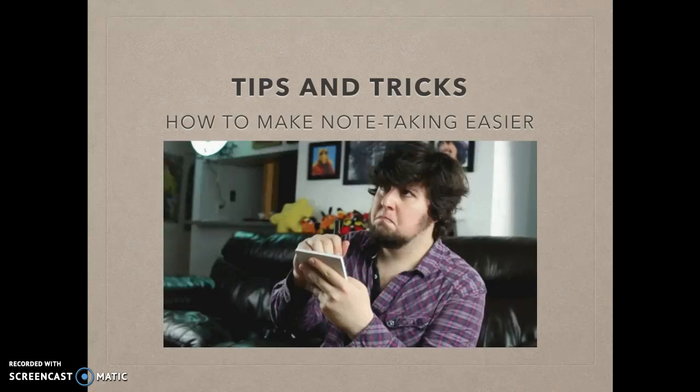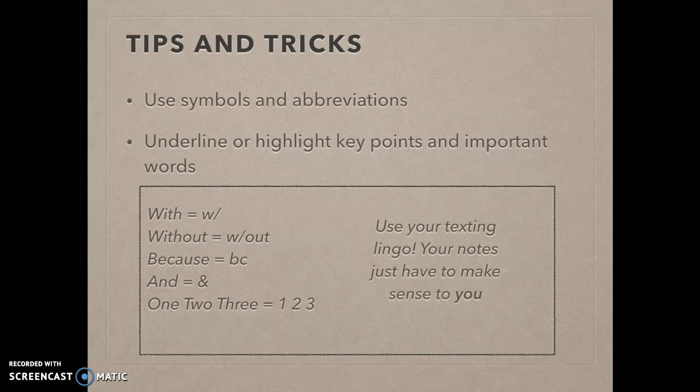Lastly, we're going to go over some tips and tricks on how to make note-taking easier in general. Basically, just utilize symbols and abbreviations. You don't have to write down entire words, especially if they're long or unnecessary. So for instance, the word because is a long word, and you can shorten it fairly easily and still know what it means. This is a great opportunity for you to use your texting lingo and abbreviations. Basically, your notes just have to make sense to you. As long as you understand what you are writing and you remember the information, that's really what matters in the long run.